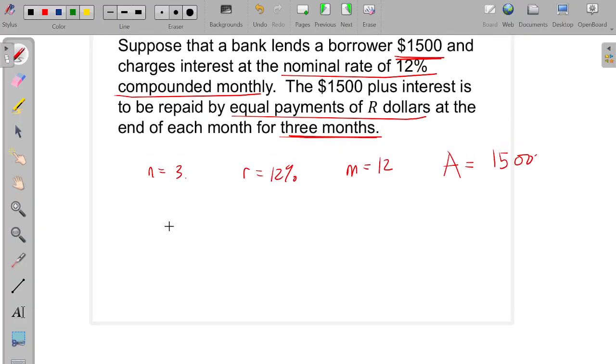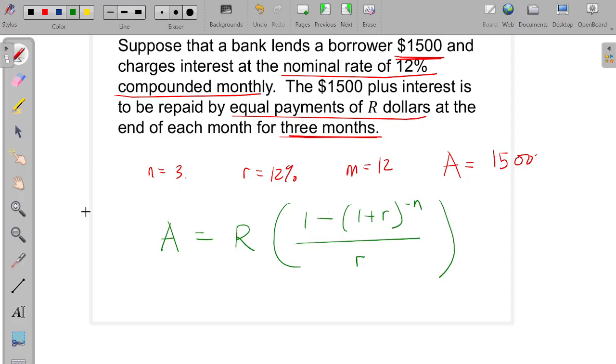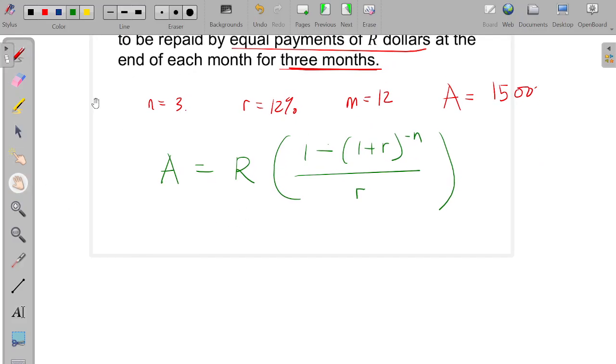The ordinary annuity formula is A equals R times (1 minus (1 plus r) to the power of minus n) all over r. Please write your formula first. If you put the values there, we are looking for R. I can make R the subject, but let me write everything there first.